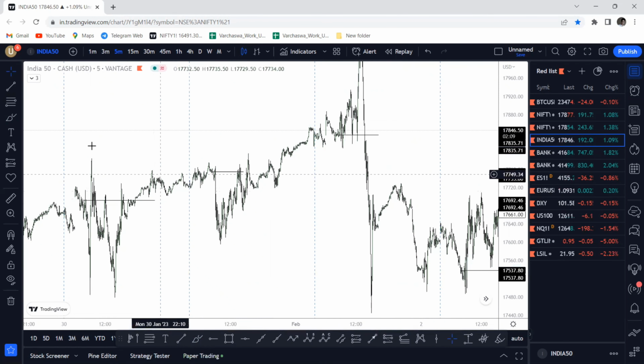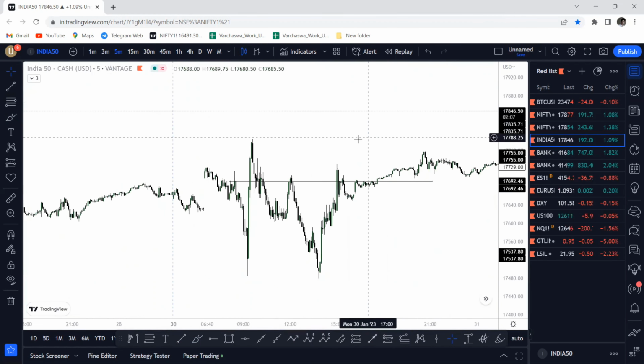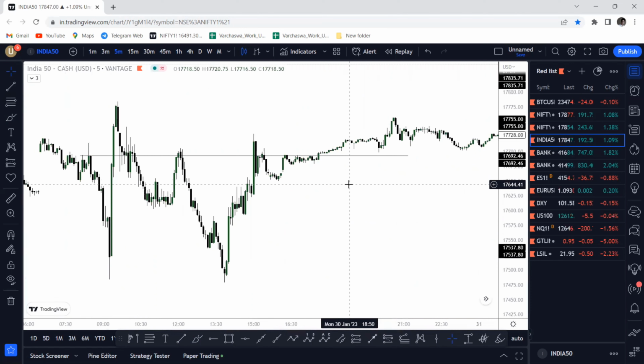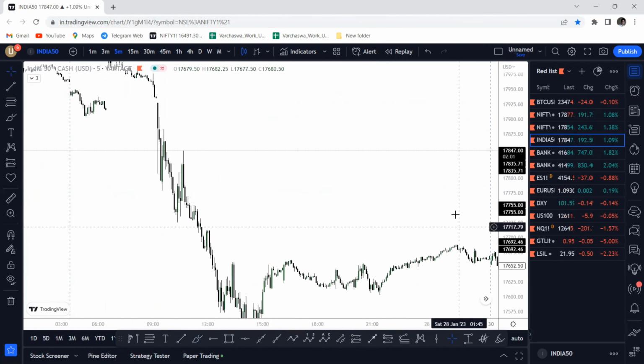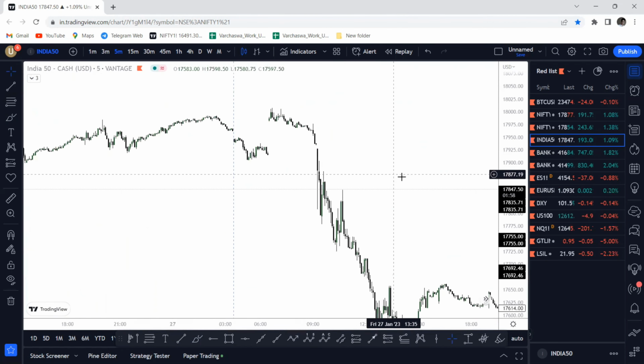All right, it's not going to be that case. But what are you supposed to do? You're supposed to take out your 10, 20, 30 points and leave the market. You don't have to stay in the market for very long. That should be your major objective.